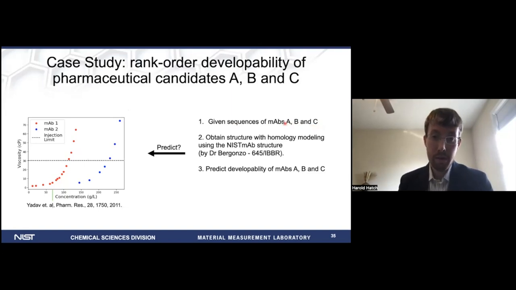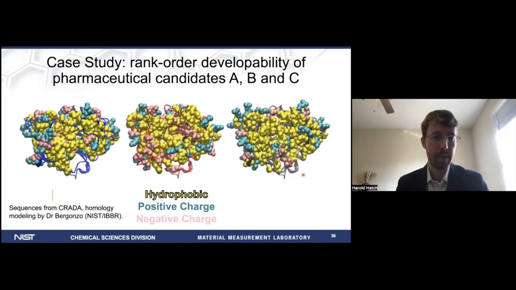Just given the sequences, we're able to get the structures by homology modeling from the NIST mAb structure, which was done by Christina Berganzo. Then we apply the coarse-grained methodology I just described to these structures and see if we can predict which ones would be problematic and which ones would not. Here is a top-down view of the Fab arms of each of the candidates A, B, and C, and the atoms are color-coded by the type of residue, whether hydrophobic or positively or negatively charged.